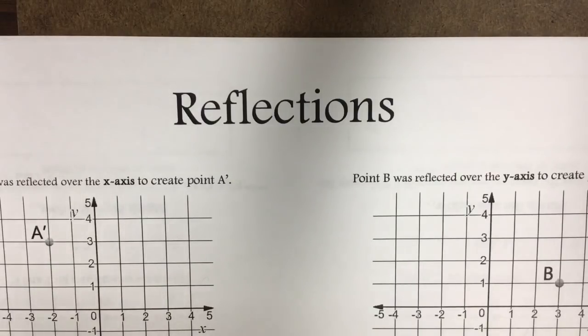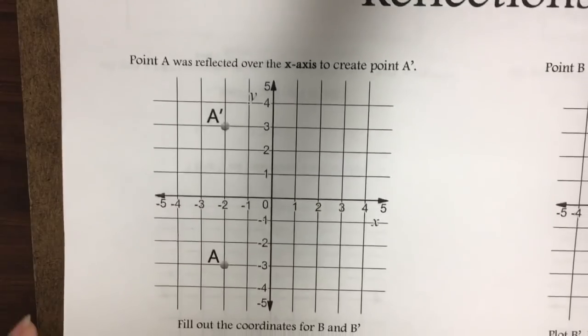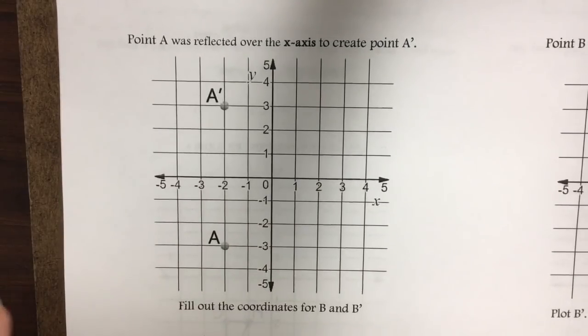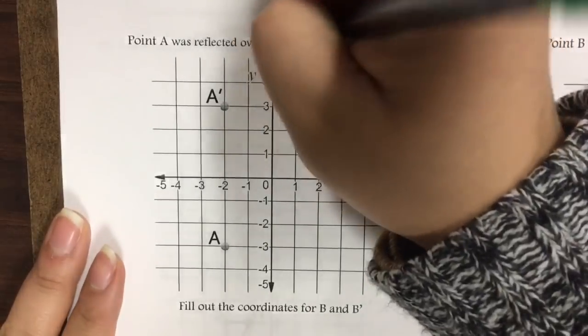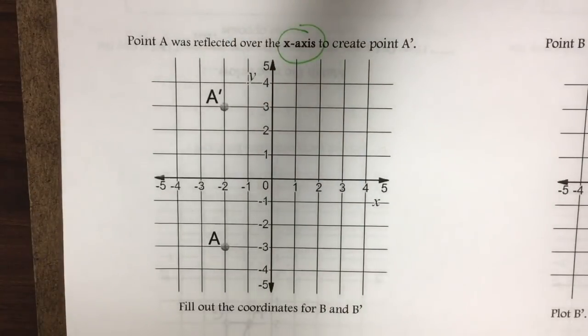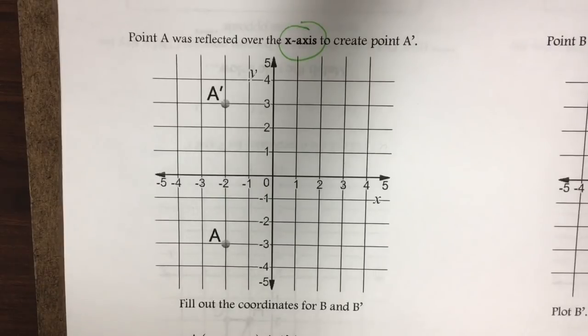Okay, so at this station we're going to be doing reflections. So let's go ahead and look at the first one. It says point A was reflected over the x-axis to create point A prime. So we know we're reflecting across the x-axis, so we want to go ahead and identify that line of reflection.